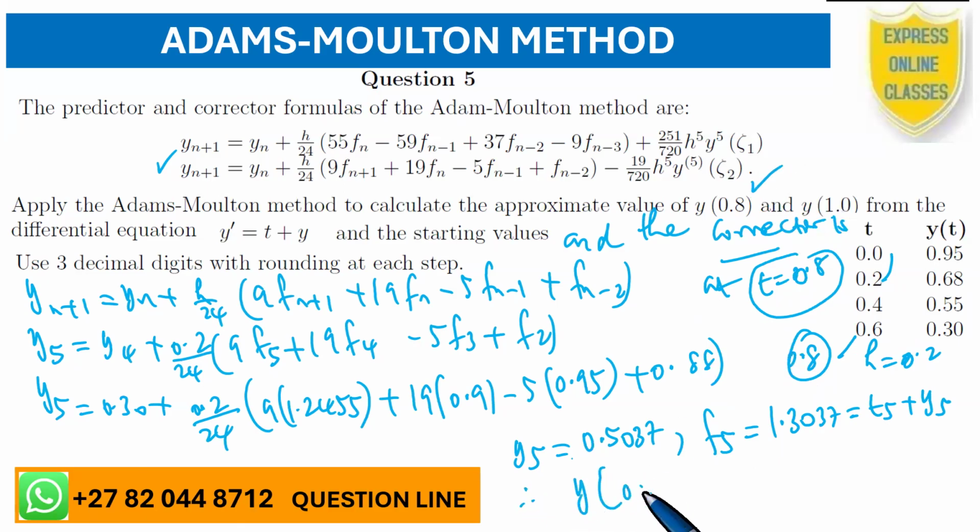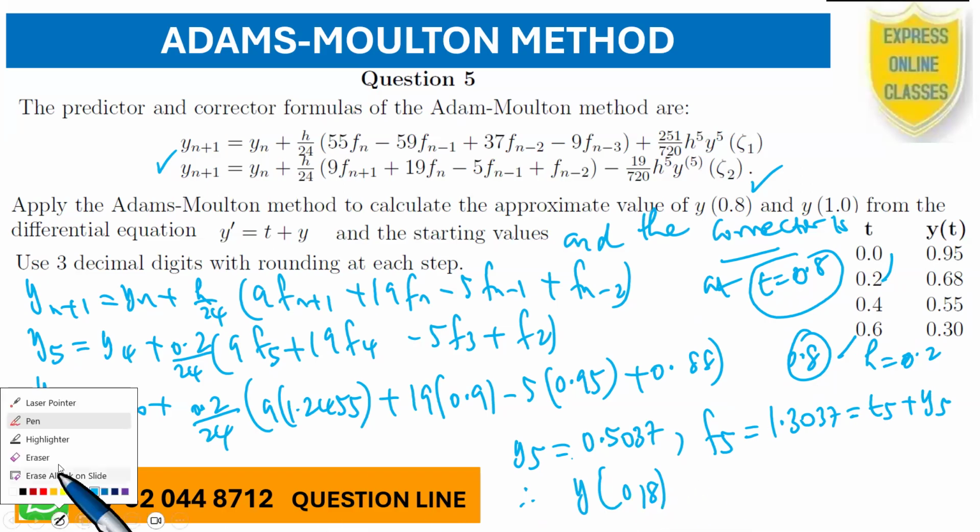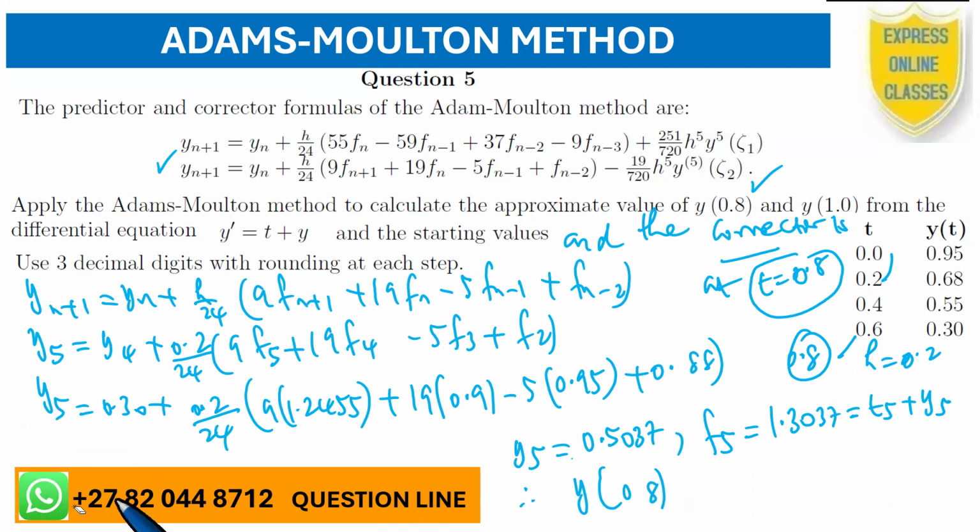y at 0.8, which is the point. You can use a point, not a comma. So you're going to have exactly a 0.8, and this 0.8 is approximately 0.5037, which is actually exactly 0.5037.